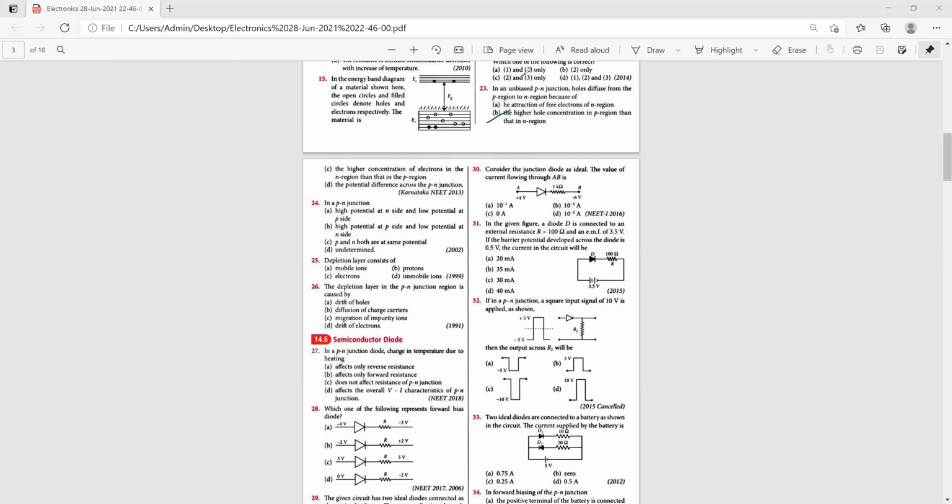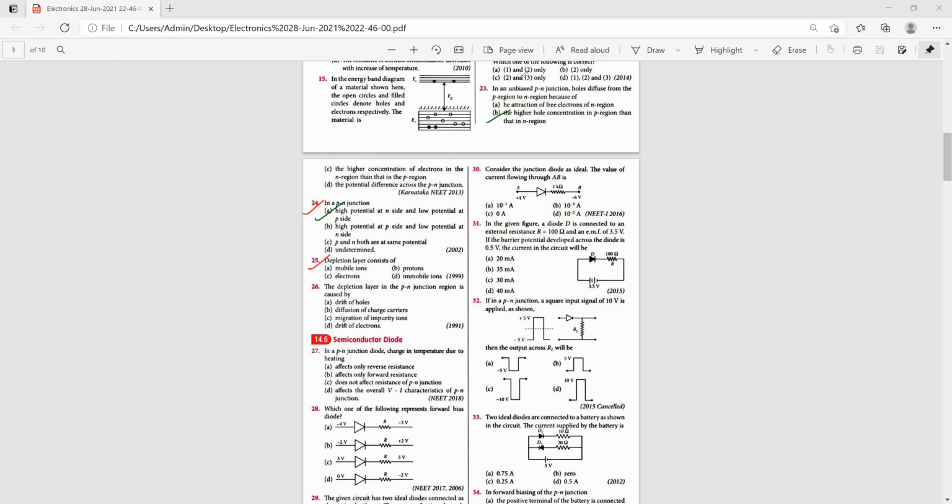24th, in a PN junction, first option, high potential at N side and low potential at P side. Second, high potential at P side and low potential at N side. Third, P and N both are at the same potential. Fourth, undetermined. When we observe all four options for the 24th one, option A is the right answer, that is, high potential at N side and low potential at P side.